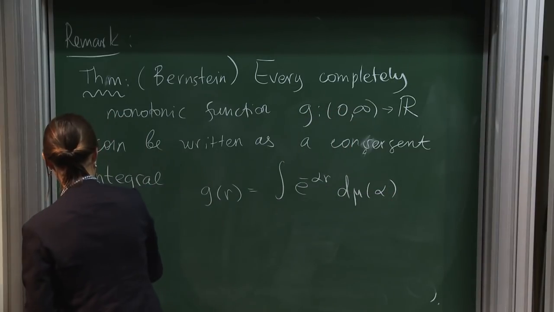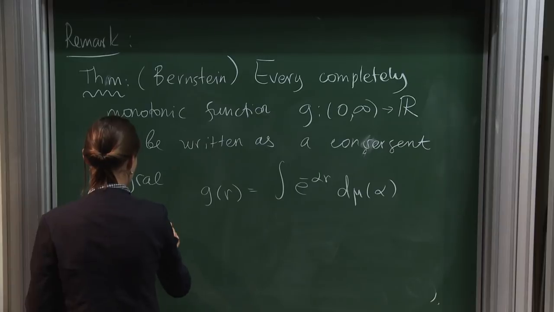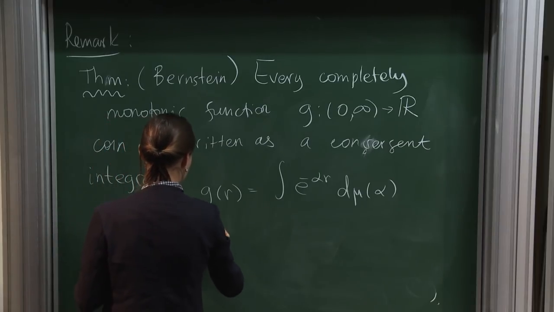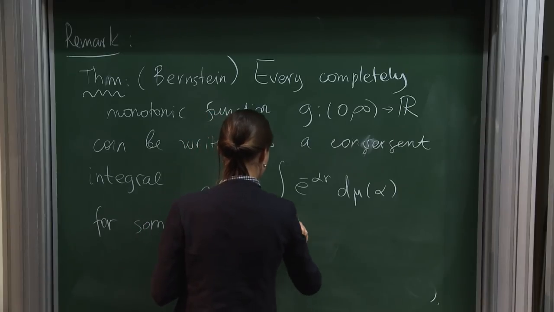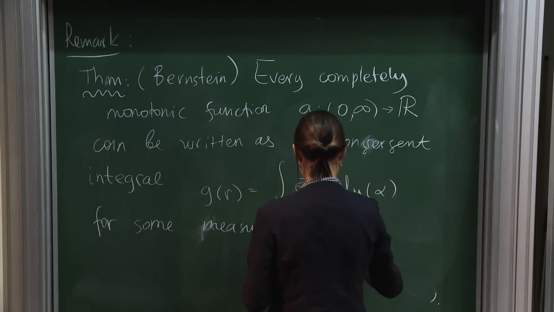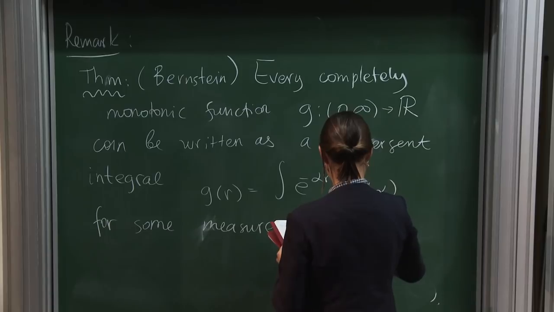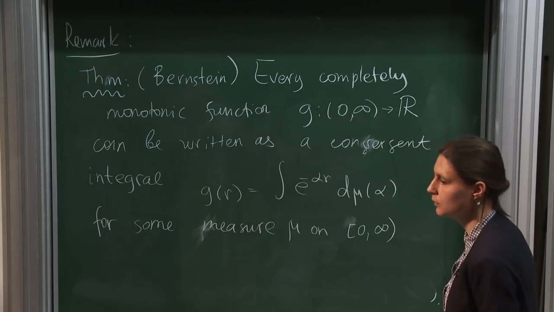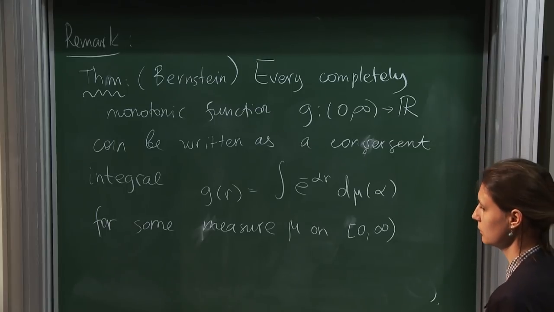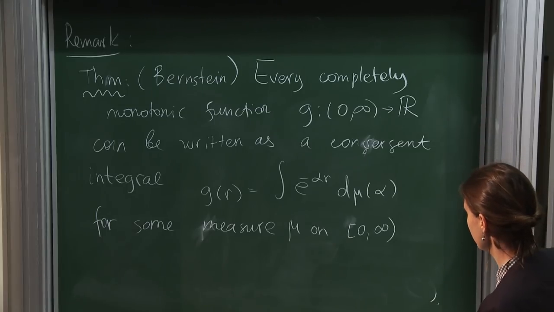For some measure mu on the interval 0 to infinity. It's not explained, my question. Yeah, it's explained. I was surprised why this is three derivatives, but the notation is actually not.